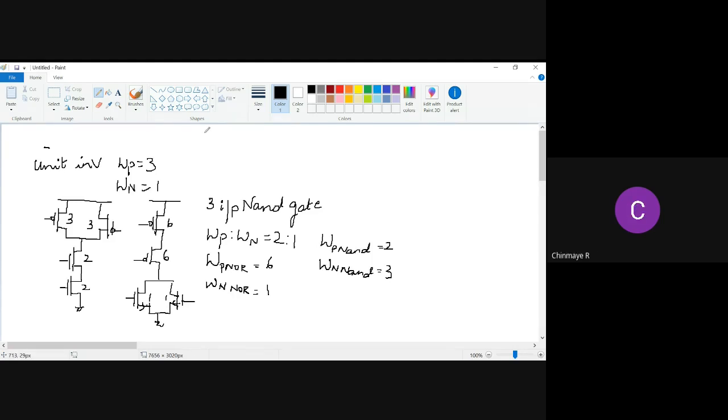Okay, we'll do two more. So again, 3-input NAND. For a unit inverter, WP to WN is equal to 3 to 1. You have to tell me WN NAND and WP NAND. Both will be 3, ma'am. Both are 3. So both of them are 3 and 3, right?